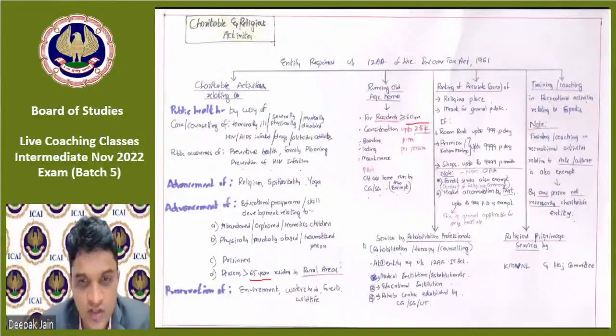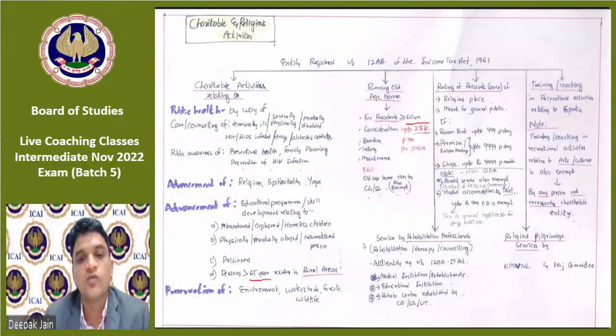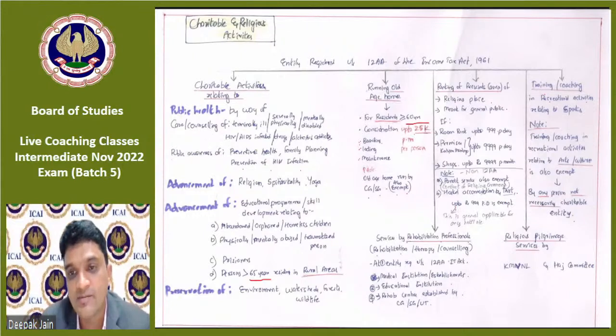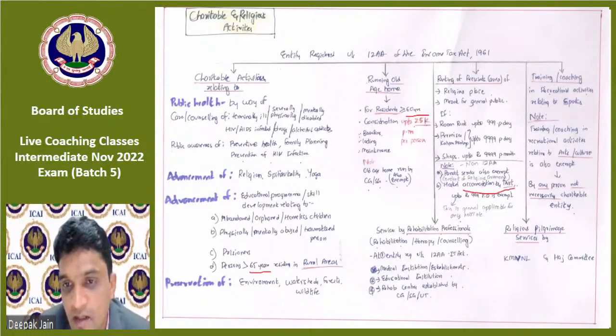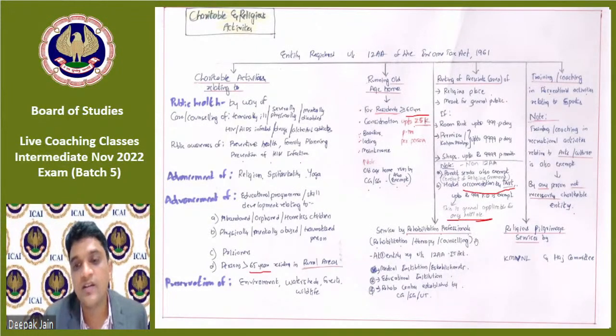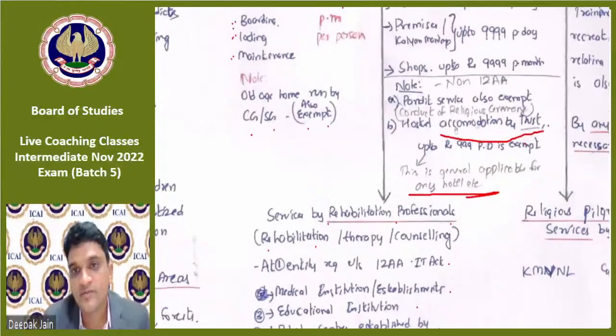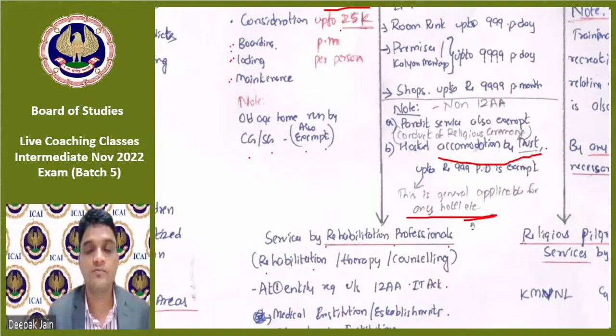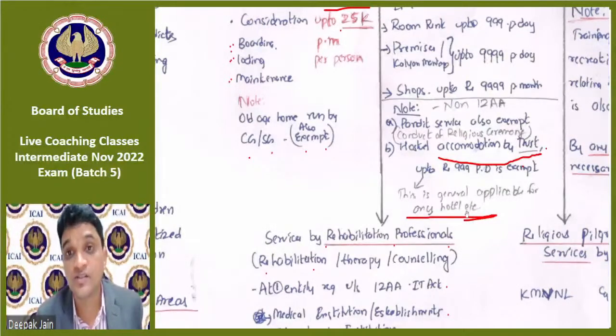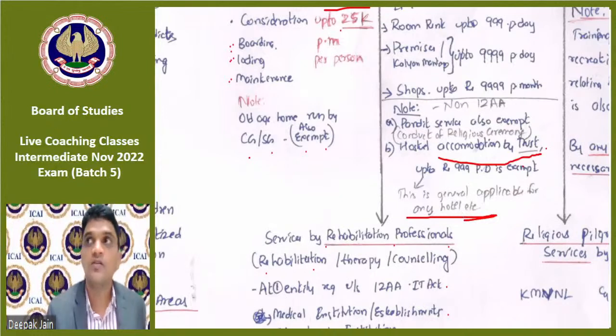Fine. Charitable activities, you understood. Does this hostel need to be registered under 12AA? No. What I was explaining here, hostel accommodation by trust, is generally applicable to any hostel. That's why I'm mentioning that it need not be registered under 12AA. So these are non-12AA exemptions. One is Pandit services, and hostel accommodation up to 999 per day is exempted. This is not only by a trust, it could be by anybody. Hotel accommodation also has the same limit: hotel accommodation up to 999 is exempted.